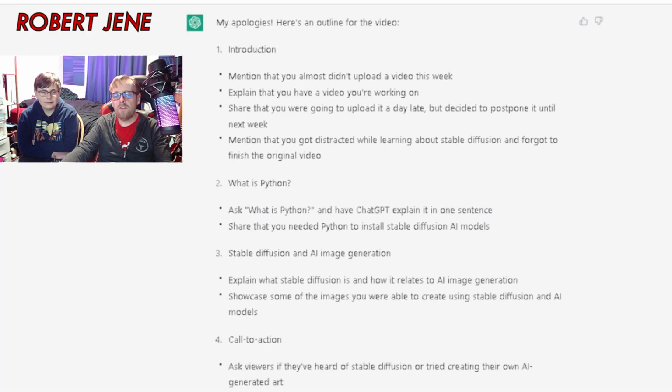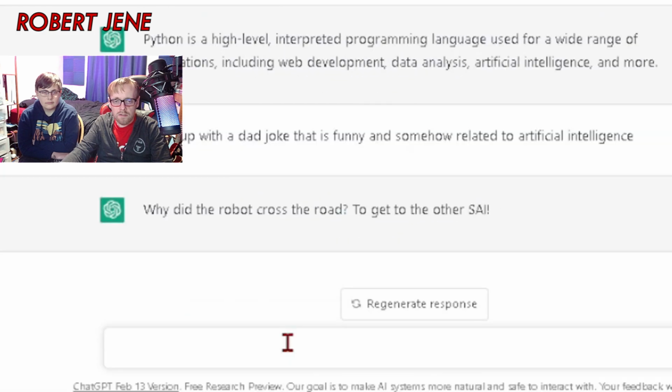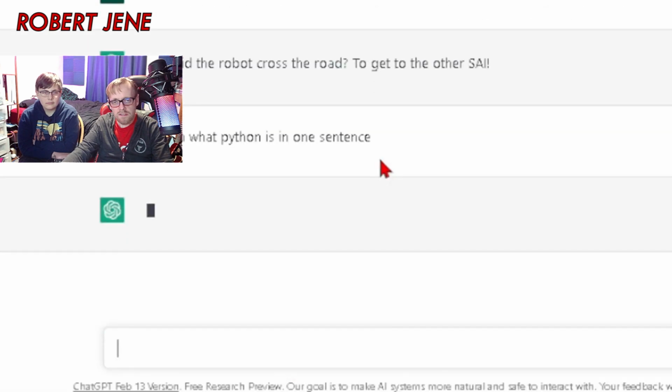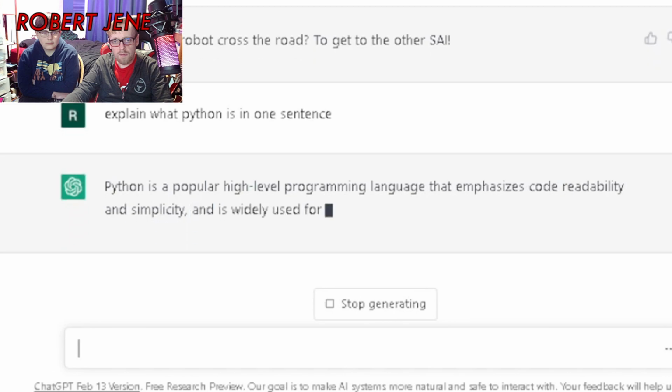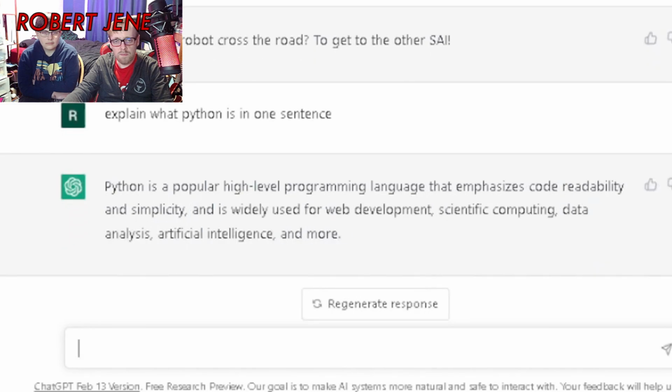So then, watch me. I asked earlier, but I had a problem with my OBS. I'm going to do it again. ChatGPT, you're supposed to explain it for me. So I'll say this again. Let's see what it says this time. Python is a popular high-level programming language that emphasizes code readability and simplicity, and it's widely used for web development, scientific computing, data analysis, artificial intelligence, and more.